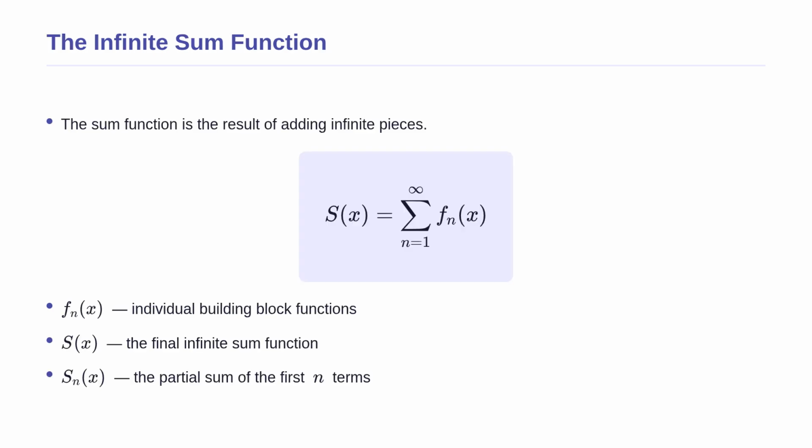To see how this works mathematically, let us look at the formula for the sum function. The capital S of x represents the final sum function we get after adding all the infinite pieces together. The lowercase f sub n of x represents the individual building block functions. We also define a partial sum, capital S sub n of x, which stops at a finite number of terms. Because adding a finite number of continuous functions always gives a continuous result, the partial sum is always continuous.